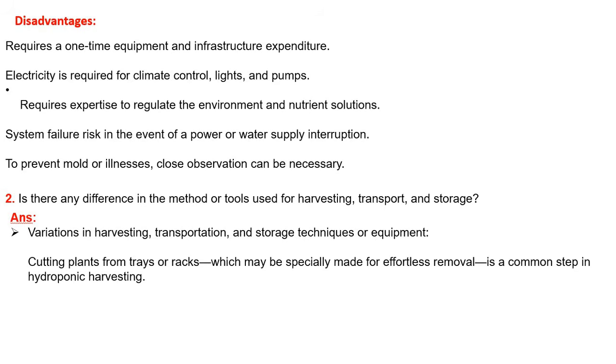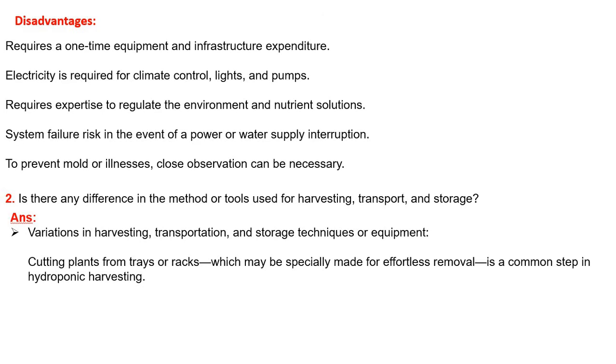Now, what are the disadvantages? Disadvantages: requires a one-time equipment and infrastructure expenditure. Electricity is required for climate control, lights and pumps. Requires expertise to regulate the environment and nutrient solutions. System failure risk in the event of a power or water supply interruption. To prevent mold or illnesses, close observation can be necessary.